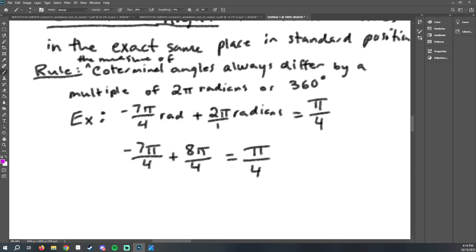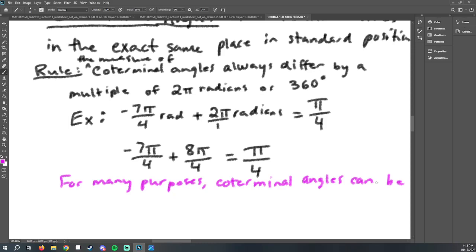I am just going to make a note. For many purposes, coterminal angles can be considered the same angle. This is not always true, and I'll point out when it's not true. But in general, as far as trigonometry is concerned, the angle negative 7 pi over 4 radians and the angle pi over 4 radians are basically the same thing.